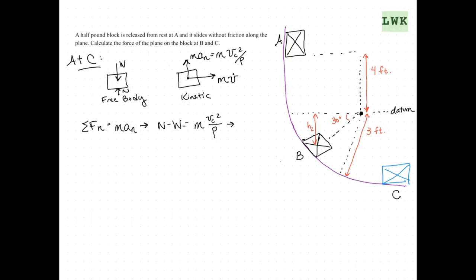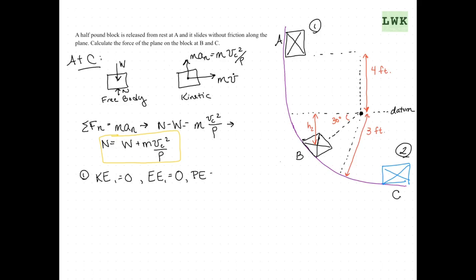So let's get another equation here for N. So N equals W plus mVC squared over rho. So like at B, we're going to use this equation to solve. So again, let's use our work energy equation from A to C. So at A, or we'll just call this 1 and 2 again. So at 1, our kinetic energy is going to be equal to 0 because we're starting from rest. Our elastic energy is going to be equal to 0 because we have no springs. And our potential energy we will have, so let's just call that for now mgh1.